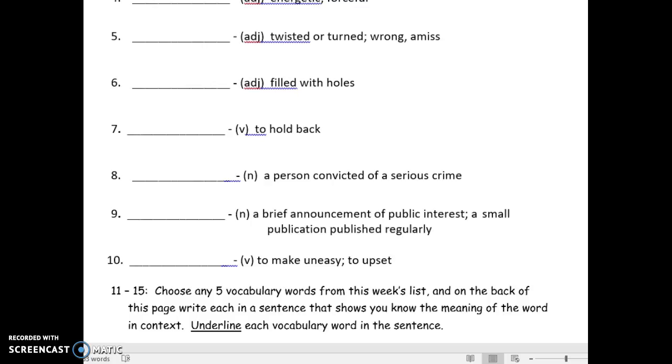Choose 5 words that you're confident that you know the correct definition to. And then don't forget to underline each vocabulary word and use capitalization at the beginning of the sentence and punctuation at the end.